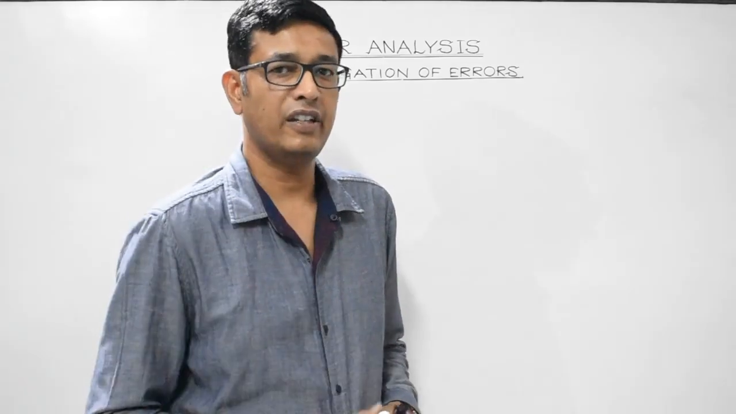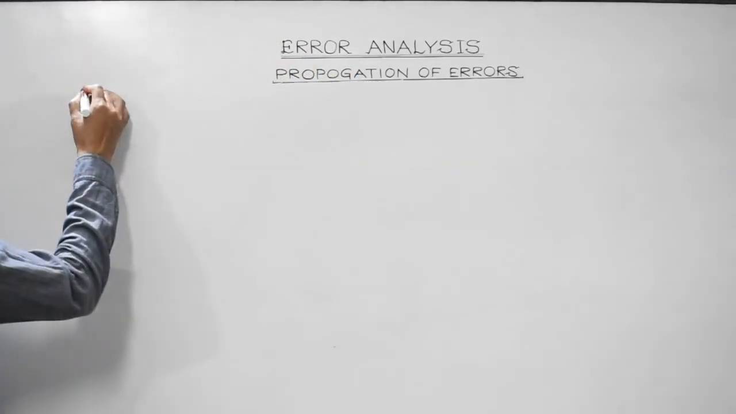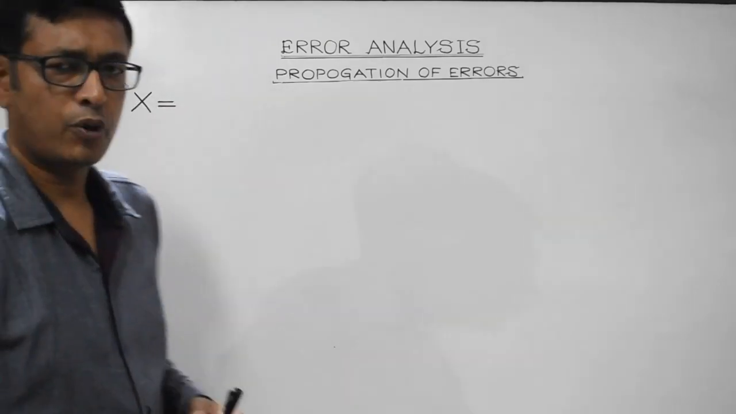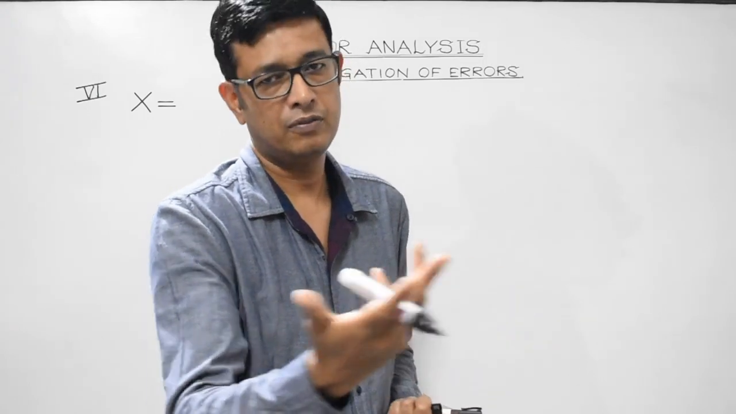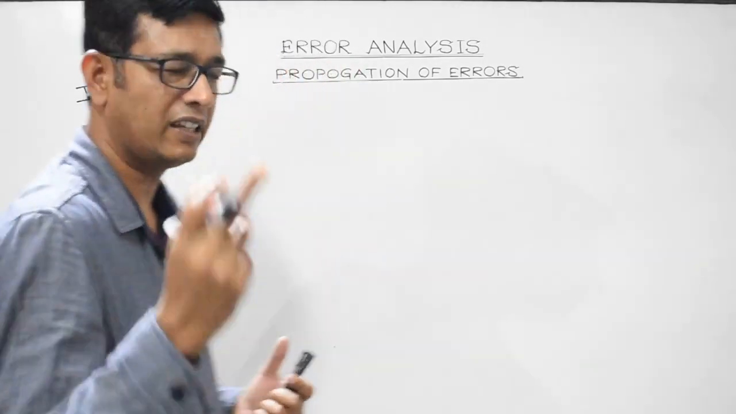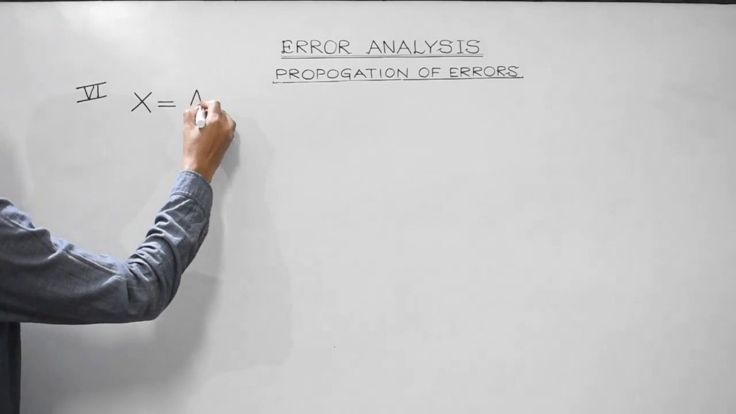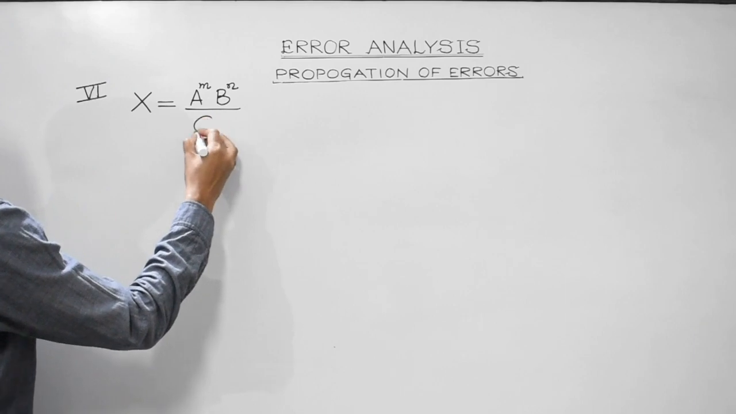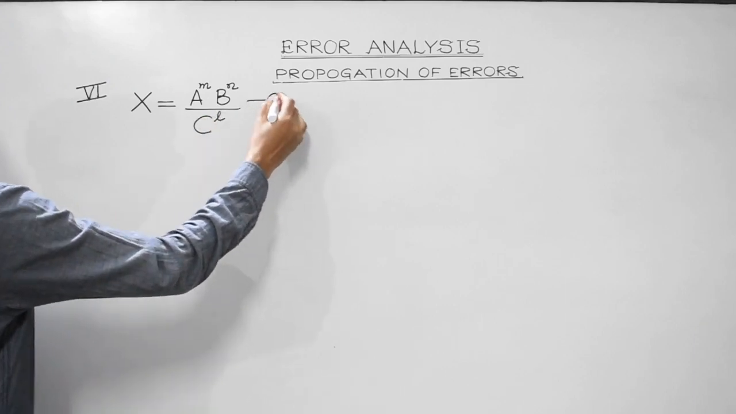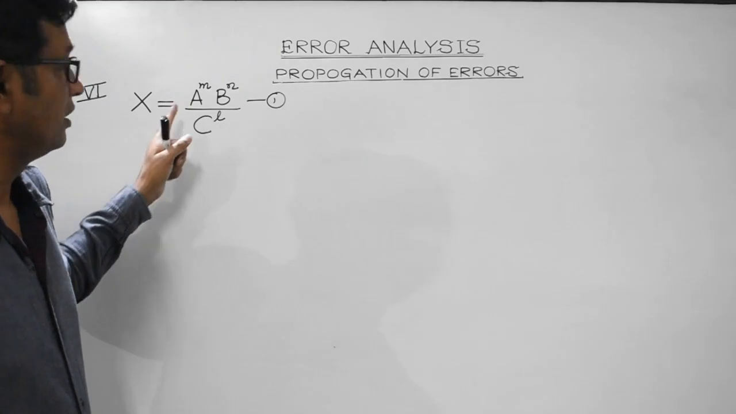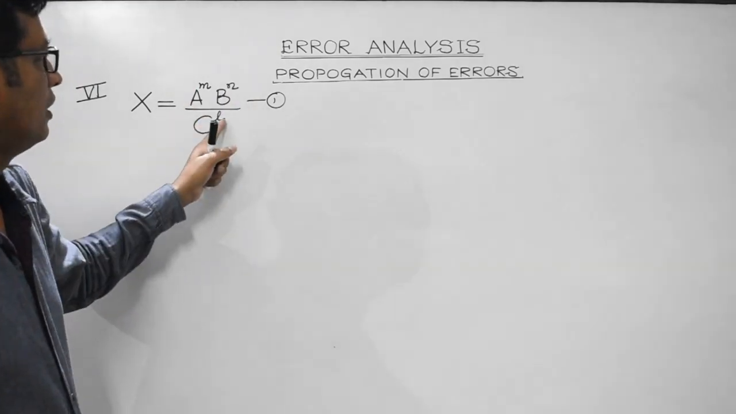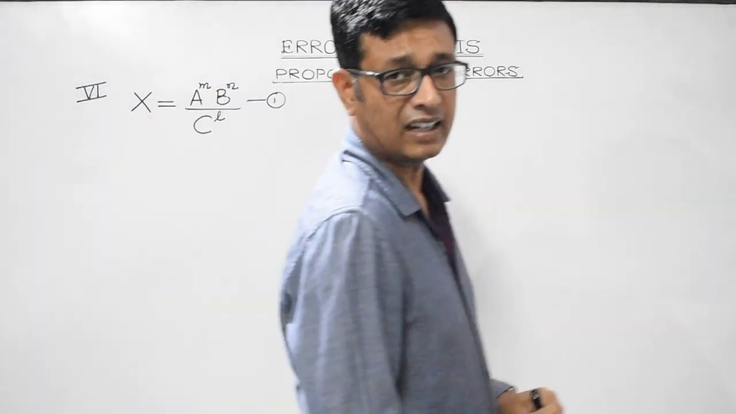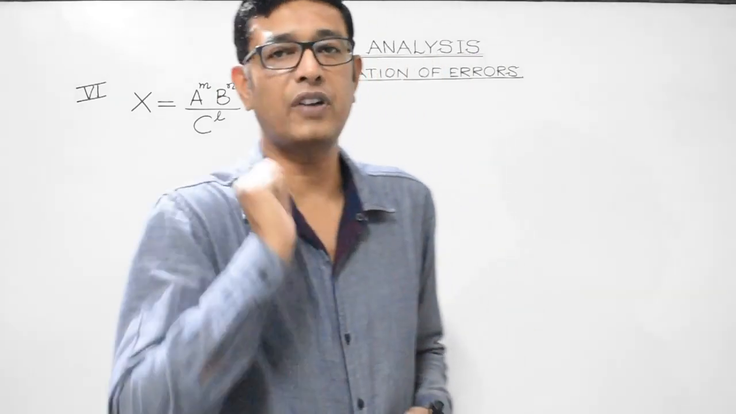We have discussed 5 cases of propagation of error. There is still one case left, and that case is when the result involves the product of the powers of maybe 2-3 measured quantities. Let's deal with this case: a to the power m, b to the power n divided by c to the power l. Suppose the result involves the product of the powers of these 3 measured quantities a, b and c. We'll proceed exactly the same way as was done in the previous 5 articles.